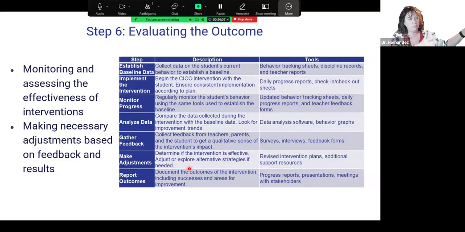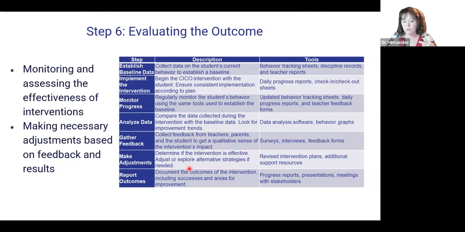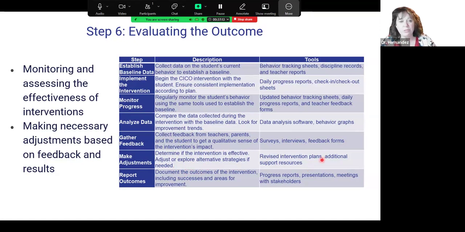So maybe you do 2 weeks worth of baseline data. You do 6 to 8 weeks of your intervention. And then you look at it and say, okay, is this working? Is this not working? It didn't work. Go back to the team. What other things can we do? And then you're going to revise your intervention plans and put maybe additional resources if needed. And then report your outcomes. Document the outcomes of the intervention, including the successes and areas of improvement. And you can use, again, your tools, your progress reports, your presentations, meetings with stakeholders, and so forth to do that. So that is what you're doing.